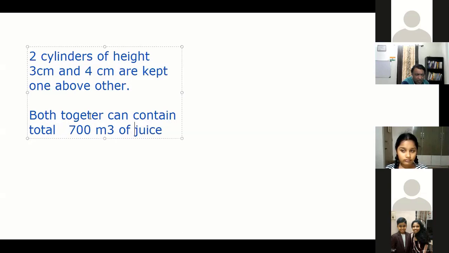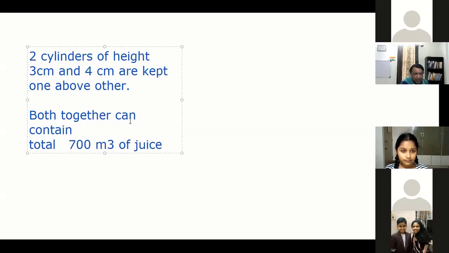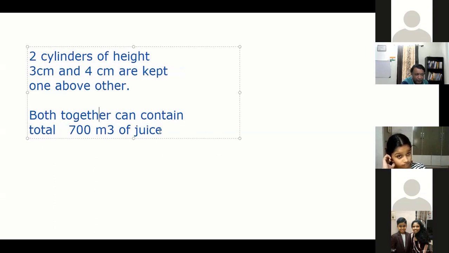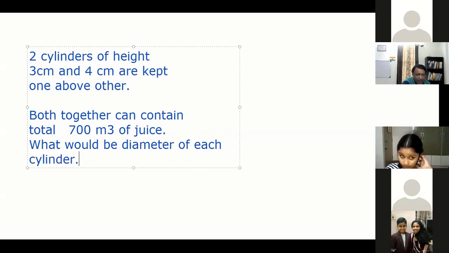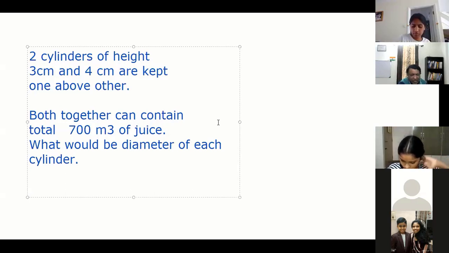Both together can contain, what would be the diameter of each cylinder? Shweta will explain, but I want everybody to do that first, and then Shweta will explain. Shweta, if you want to. Yes, sir, I can do that. So first, everybody, let's try for at least 1 minute.